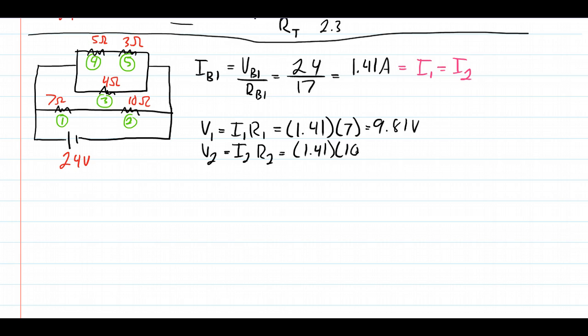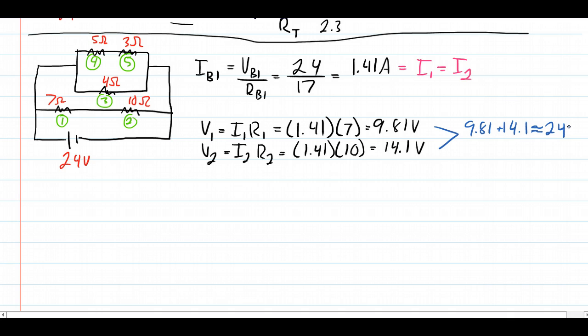1.41 times 10 gives me 14.1 volts. So here I can take a second to double check my work. As I just stated, my voltage drop across this closed loop has to equal 24 volts. So if I take these two voltage drops and add them together, 9.81 plus 14.1 volts, I should get something really, really close to 24 volts.